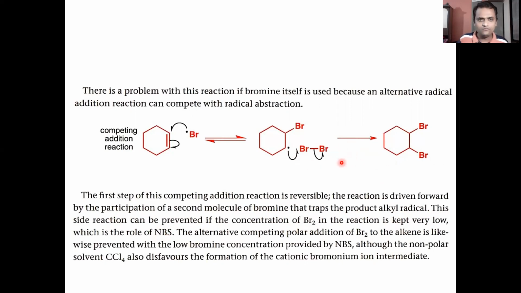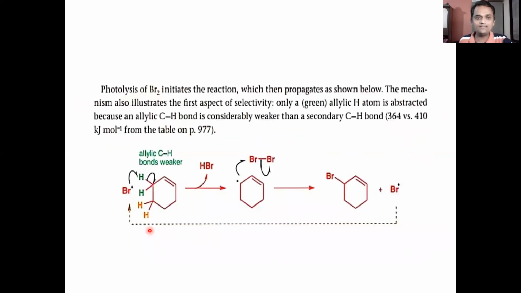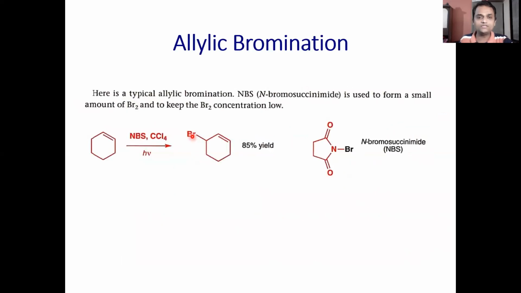Okay, so here we don't want to form this 1,2-dibromo compound. We want to just form the allylic bromide. So for that purpose we have to use NBS. This is the importance of NBS, that it keeps the concentration of bromine low, so that only one carbon atom can be brominated, like this. So the bromination takes place only at this position, and not the addition of bromine to these two carbon atoms. Okay.